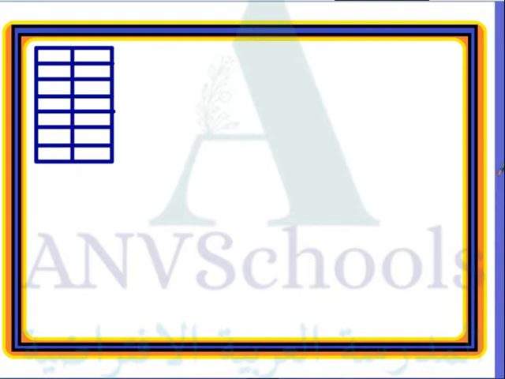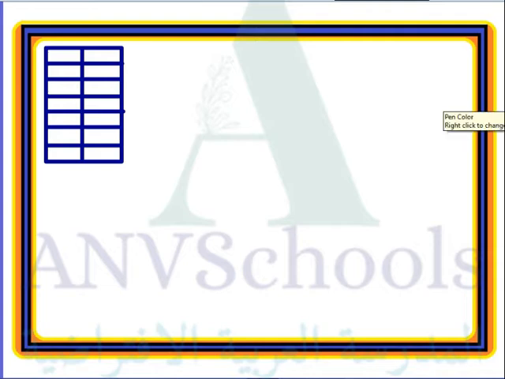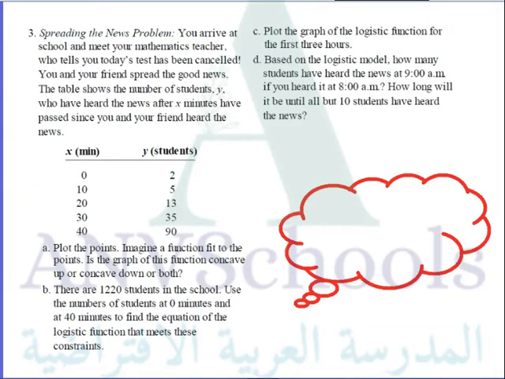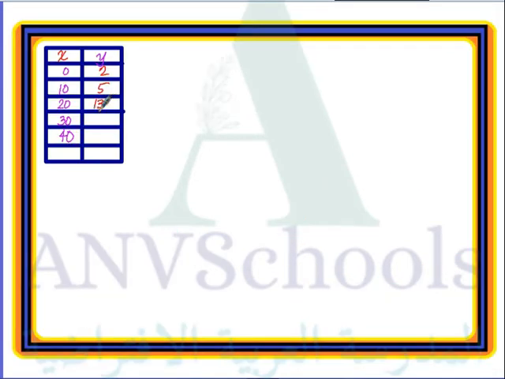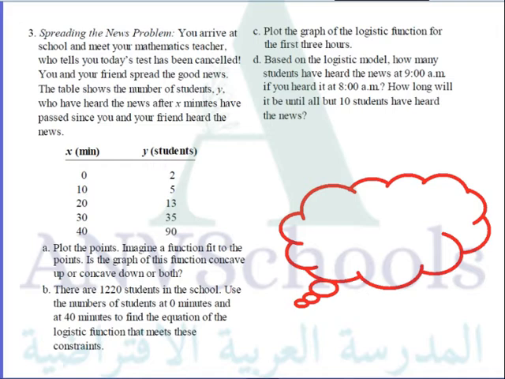Okay, so we have X here and Y on the other part. So let me say this is my Y. So X is 0, 10, 20, 30, 40, an increment of 10 minutes. And at the beginning, there are 2 students. And then it became 5. And then it became 13, then 35. And then at last, after 40 minutes, 90 students heard the news.